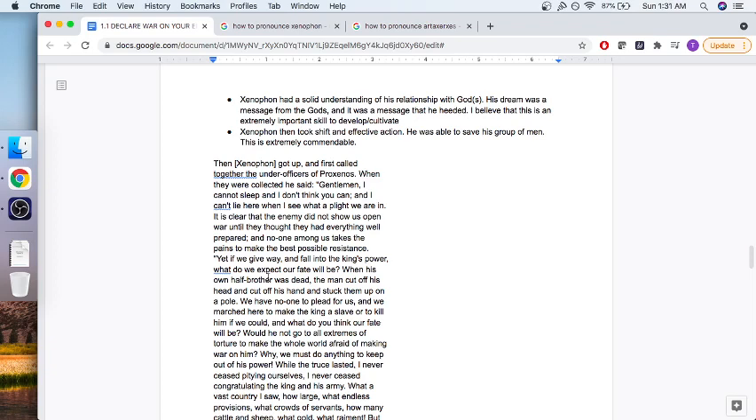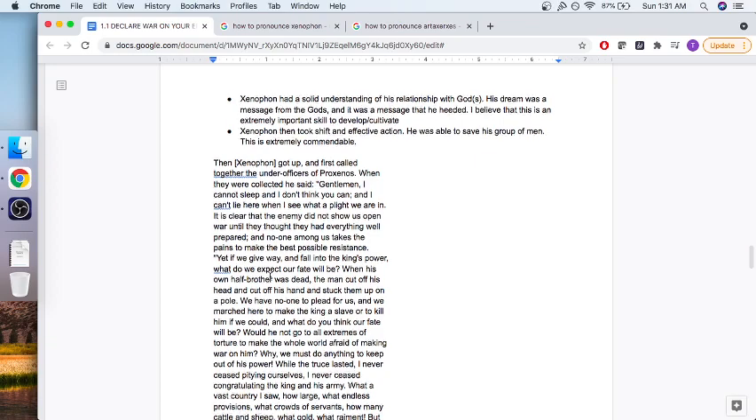His dream was a message from the gods, and it was a message that he heeded. I believe that this is an extremely important skill to develop and cultivate. Xenophon then took swift and effective action. He was able to save his group of men, and this is extremely commendable.